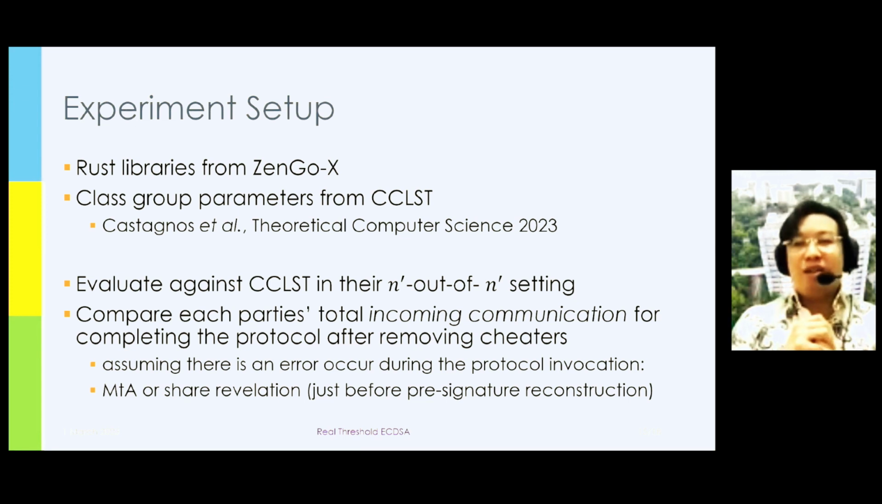So here is our setting. We try to compare with the state of the art, eventually published in Theoretical Computer Science Journal this year. They consider the n out of n setting. Our focus here is to compare each party's total incoming communication when we have a cheater, and what happens when we need to remove the cheater. In particular, we focus on two possible steps within the offline signature preparation where things can go wrong, which are the MTA process and the share review process, which is just before the pre-signature reconstruction.